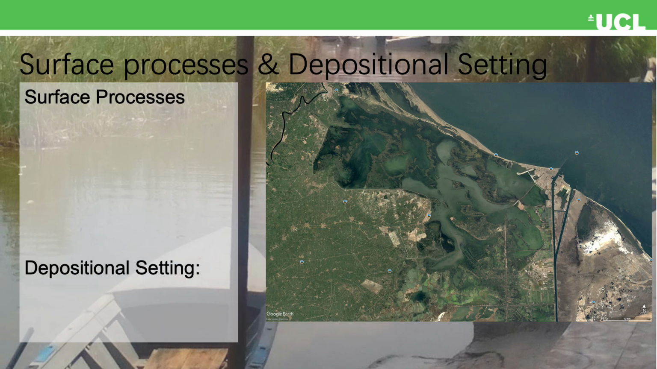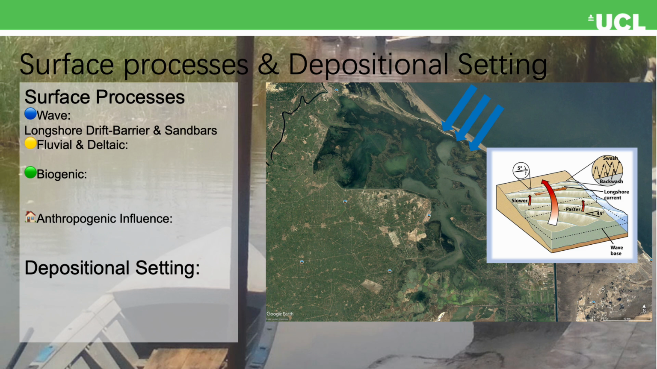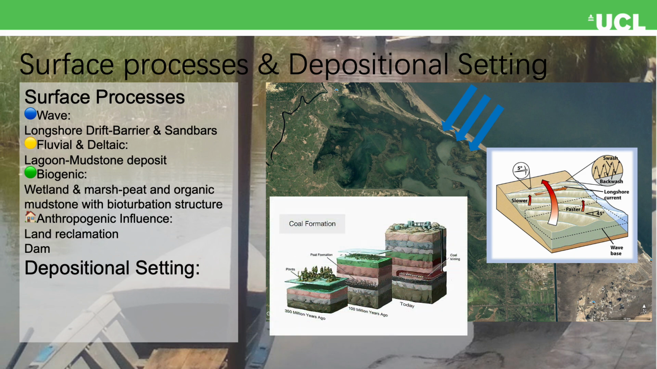Lake Menzala's depositional setting results from wave, river, biological, and human processes. Wave action causes longshore drift, forming barrier islands and sandbars. River input delivers fine sediments into the lagoon, creating mudstone deposits. In wetlands, biogenic activity forms peat and organic-rich mudstone, often with bioturbation. Human action like damming and land reclamation can reshape the sediment pathways. This creates a mosaic of depositional zones, from high-energy coast to low-energy lagoon and evaporitic flats, making it a textbook hybrid system.